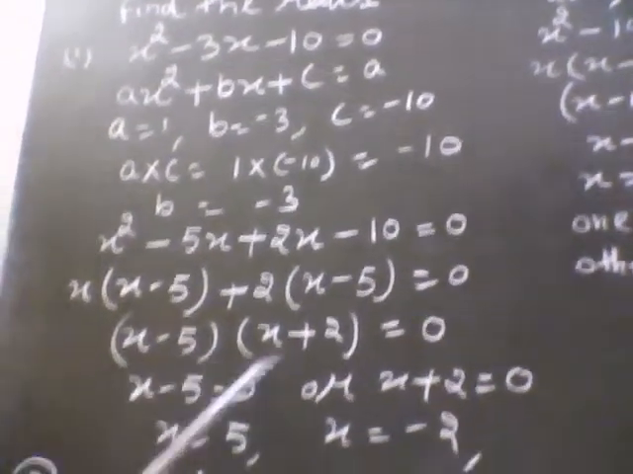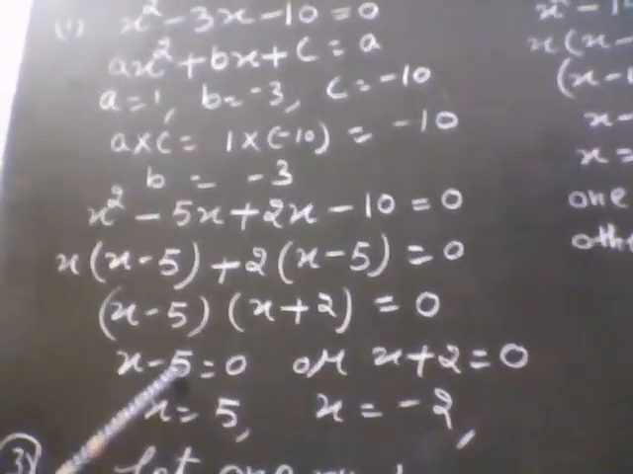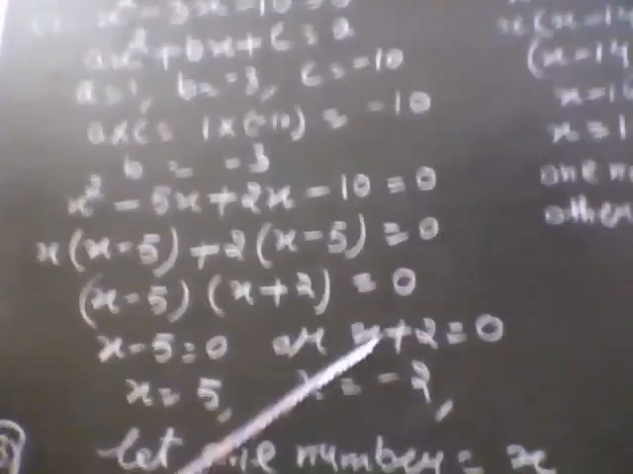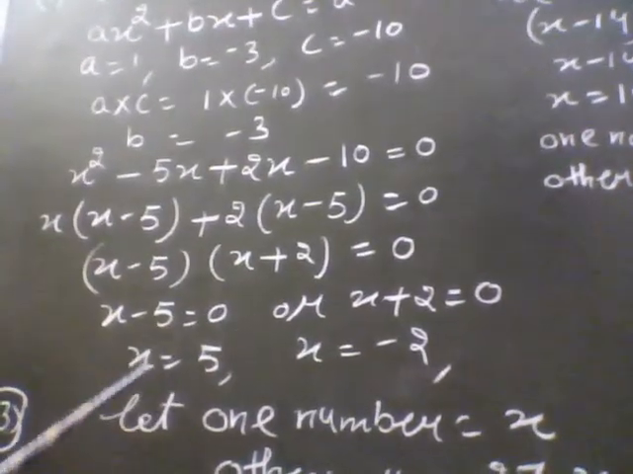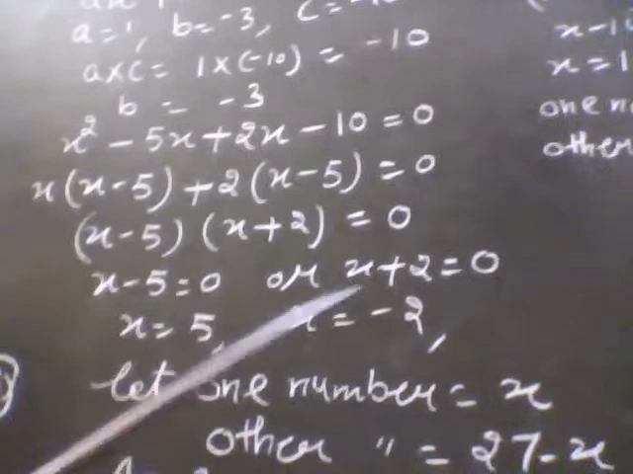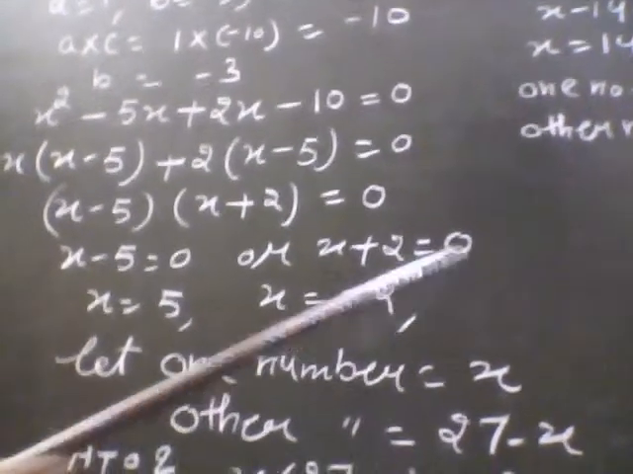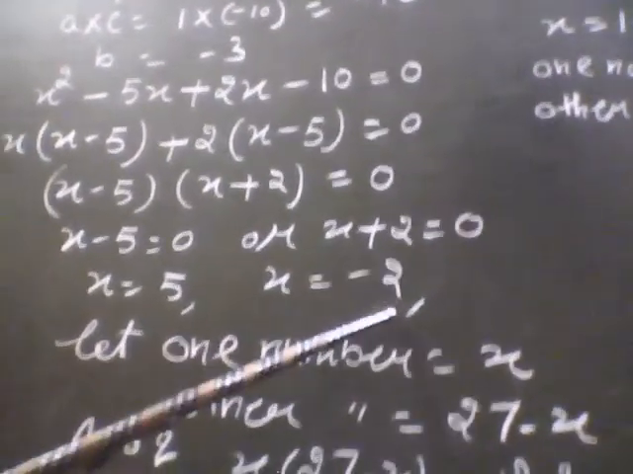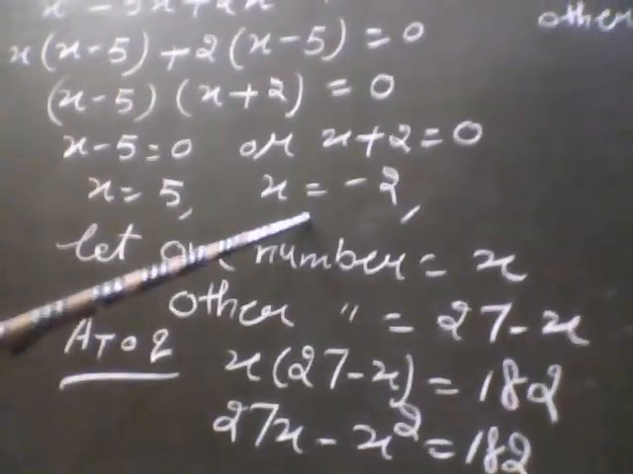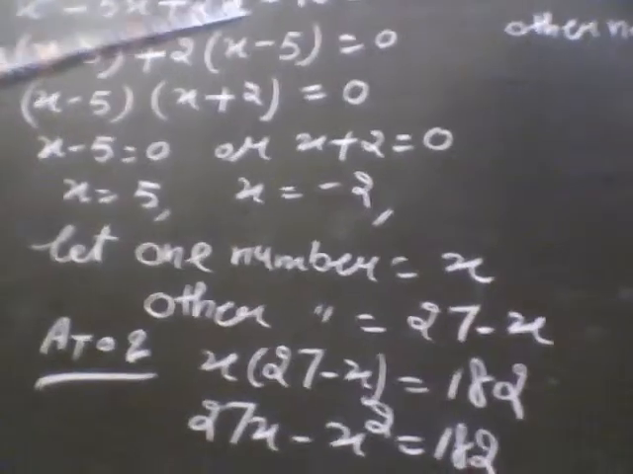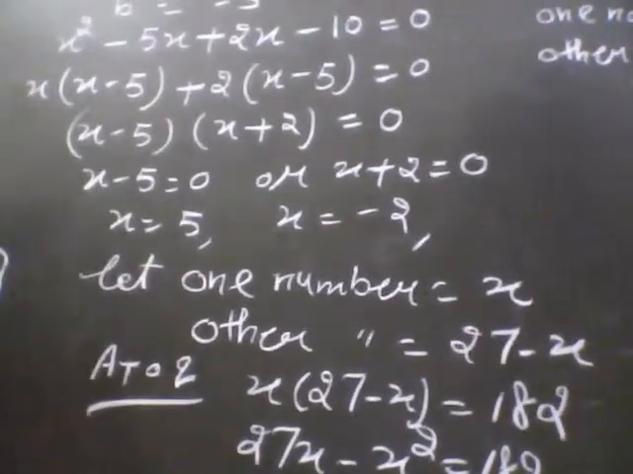Now this product will be 0. Either x minus 5 is equal to 0 or x plus 2 is equal to 0. If x minus 5 is equal to 0, then x will be equal to 5. And if x plus 2 is equal to 0, then x will be equal to minus 2. This is our method to find out the roots of the quadratic equation by splitting the middle term.